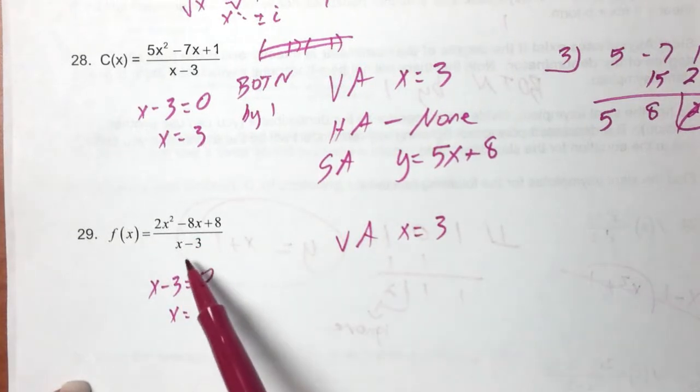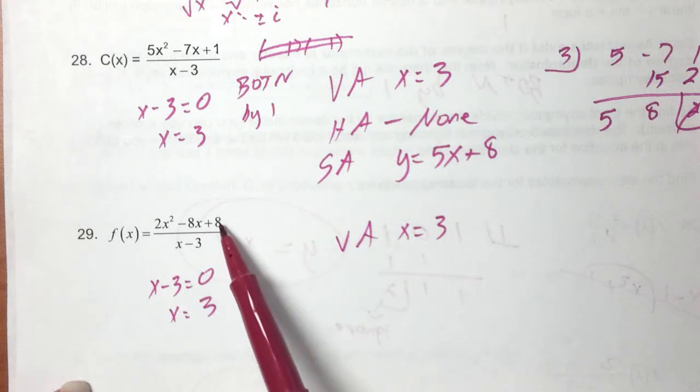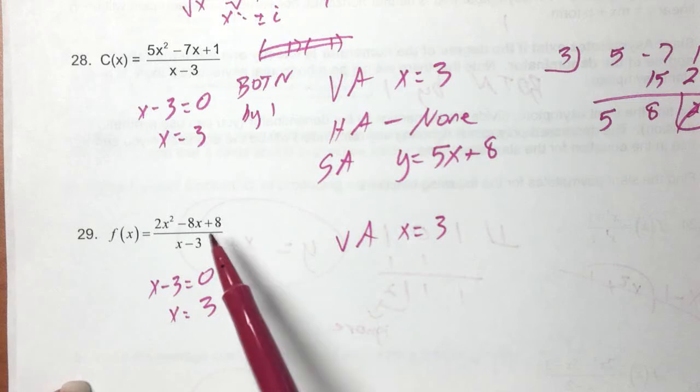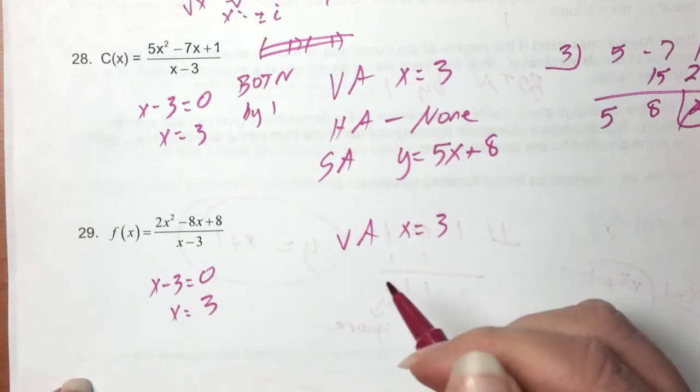Again, I should check and make sure that x minus 3 wouldn't cancel with anything in the top if we factored, but I know by having that 8 at the end that there's not going to be any factoring to leave an x minus 3, so I didn't worry about trying to factor it too much.